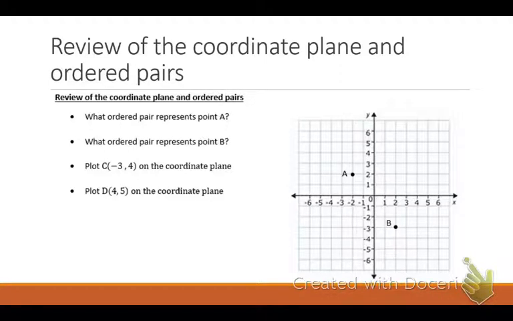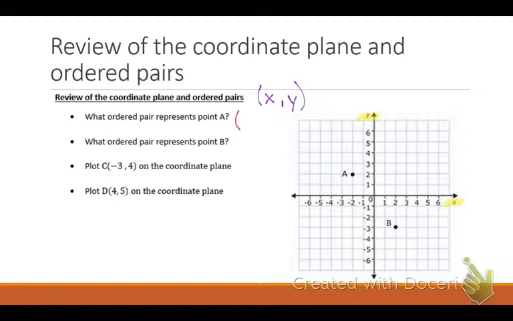Just as a reminder, an ordered pair starts with the X value and then the Y value. So what does that mean? The axis that goes left and right is the X axis, and the axis that goes up and down is the Y axis. The first number we're looking for is the X value that lines up with point A. What X value lines up with point A? -2.